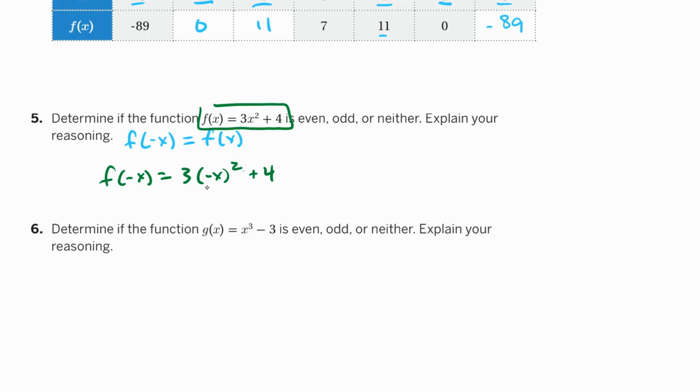What I need to know in this situation is that -x times -x ends up giving me +x squared, because a negative times a negative is a positive. So when I simplify, it becomes just 3 times x squared plus 4. And we can see here that my f of -x is equal to my original function, f of x. So I would say that this one here is even.